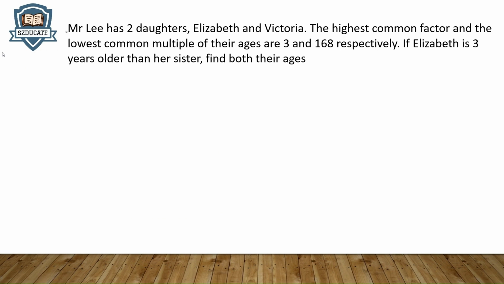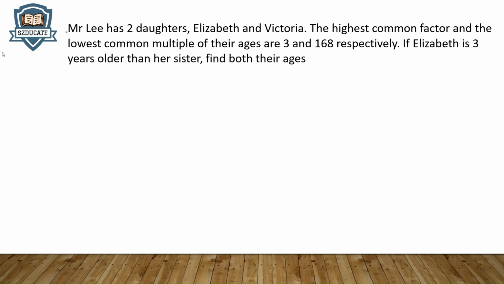Mr. Lee has two daughters, Elizabeth and Victoria. The highest common factor and lowest common multiple of their ages are 3 and 168 respectively. If Elizabeth is 3 years older than her sister, find both their ages.